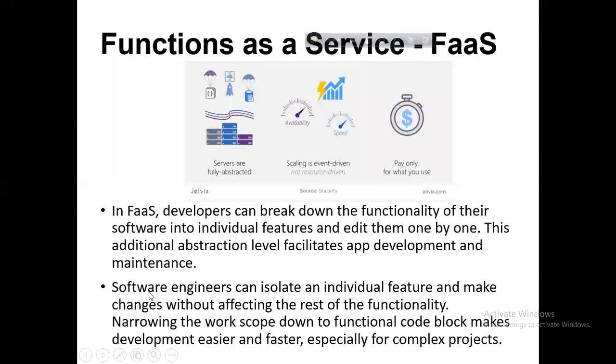So software engineers can isolate an individual feature and make changes without affecting the rest of the functionality. Narrowing the work scope down to functional code blocks makes development easier and faster, especially for complex projects. For a complex project, if you break it down based on functionality, it is easier to handle, so that different software developers handle different parts of that project.